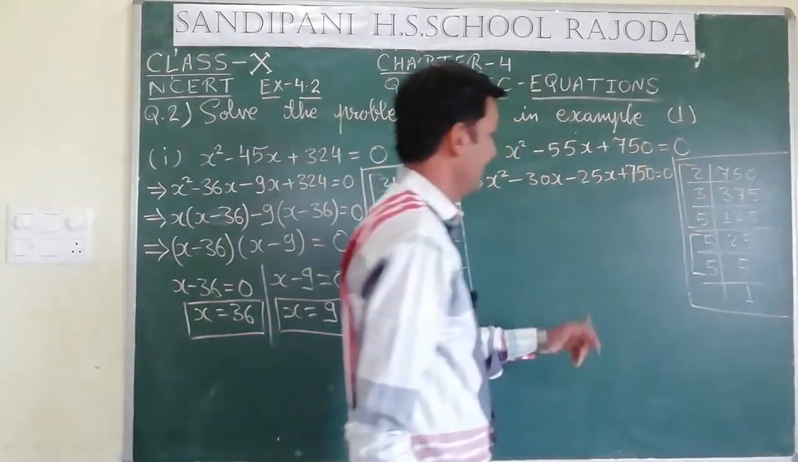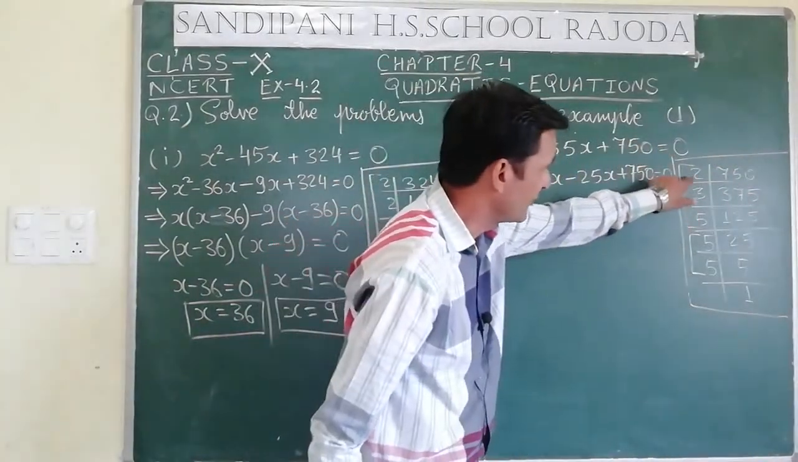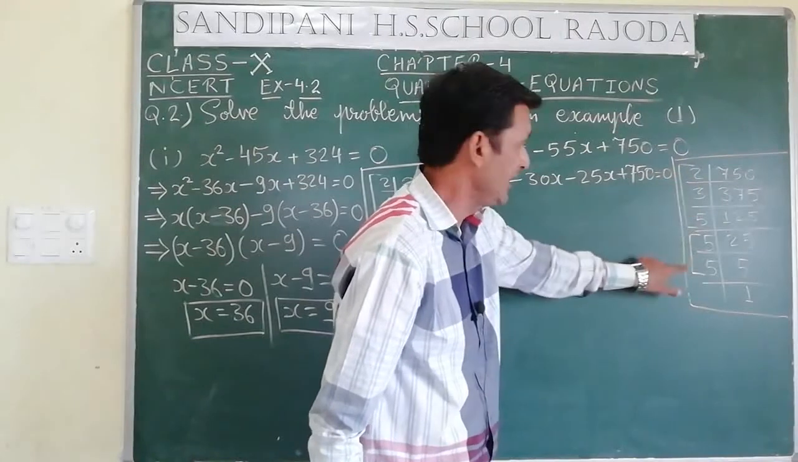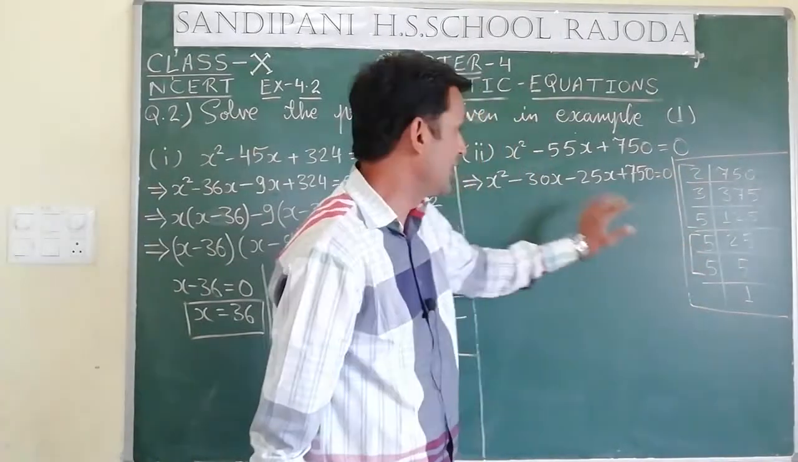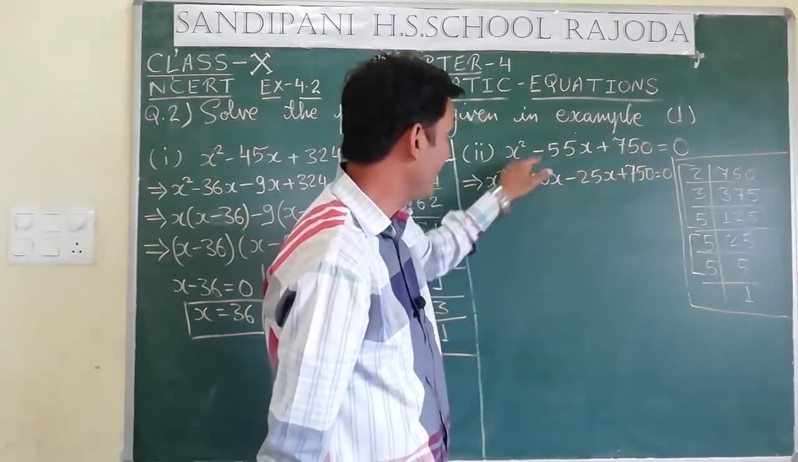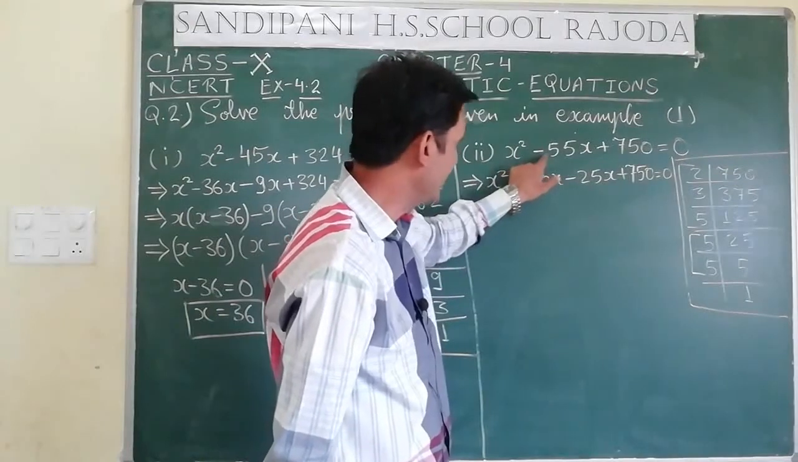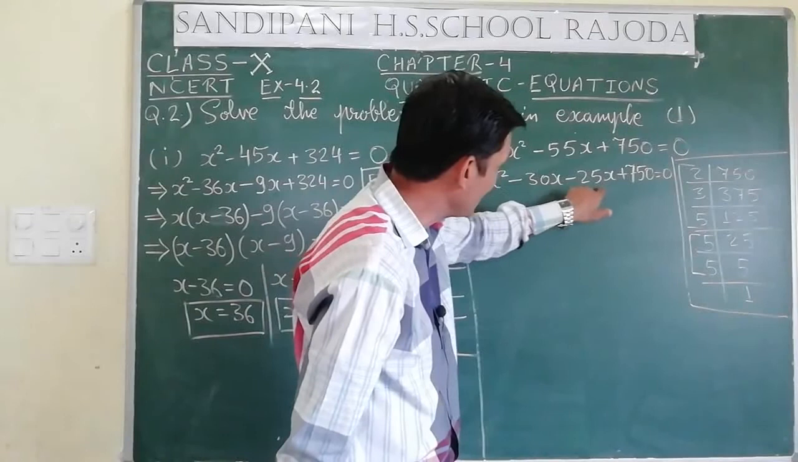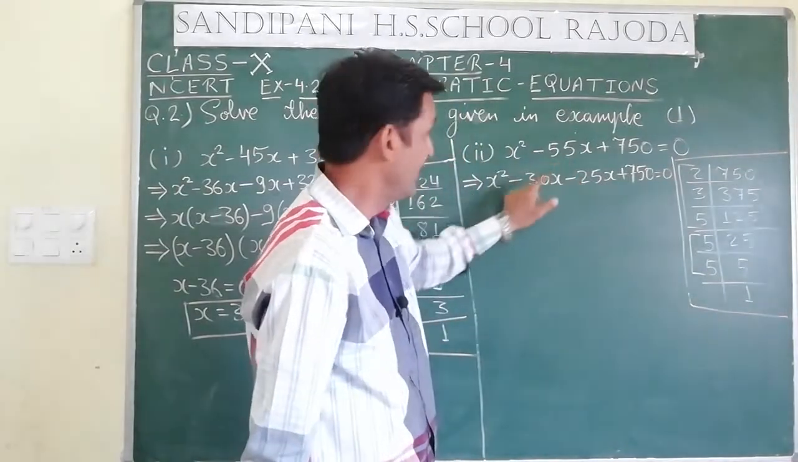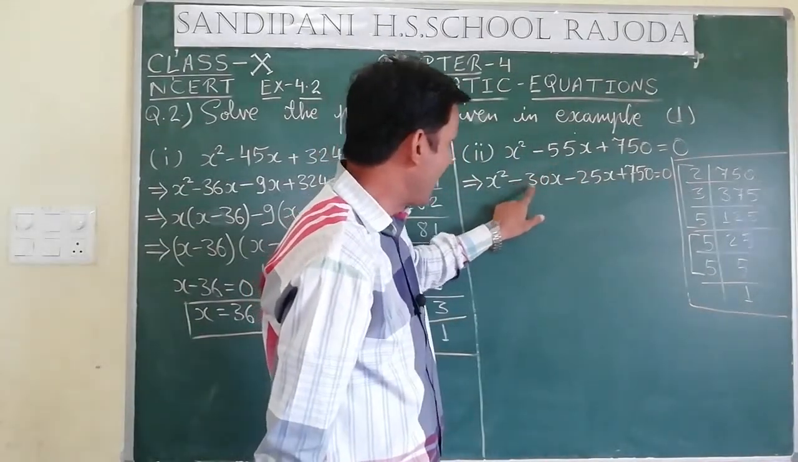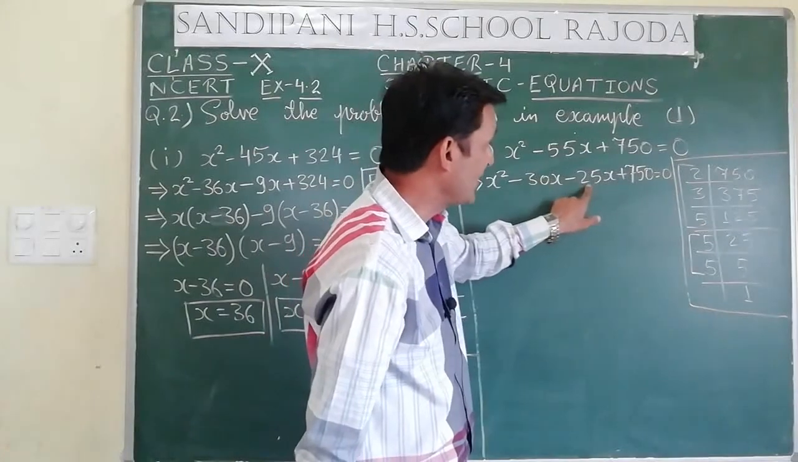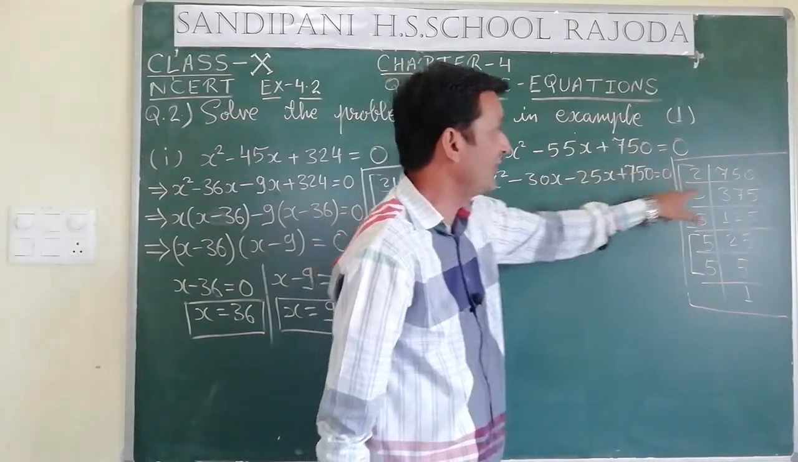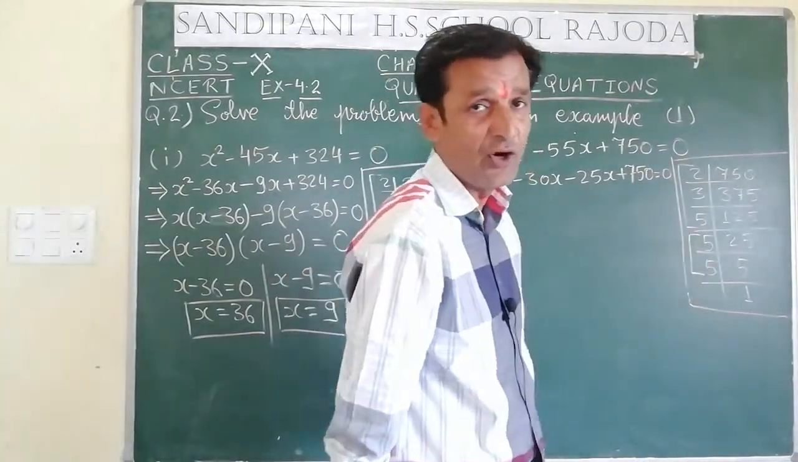See once again, 5 3s are 15 to the 30 and 5 5s are 25. 30 plus 25, but here we have to apply the minus sign because in the middle term it is a negative sign. So minus 30x minus 25x is equal to minus 55x, and minus 30 multiplied by minus 25 will give 750, because we have factorized 750 only.